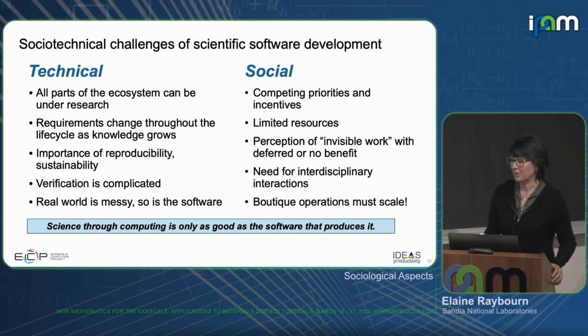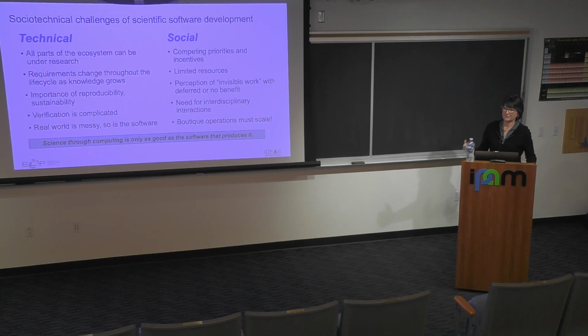And so in our group, we like to use this as a tagline for the work that we do, which is: science through computing is only as good as the software that produces it. So the software is an important part of the science, of computational science.